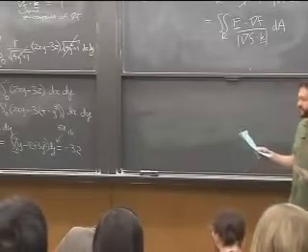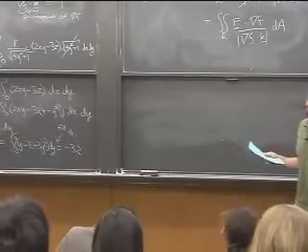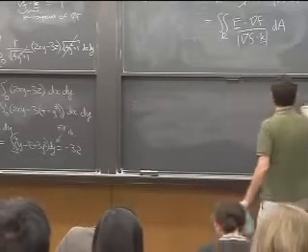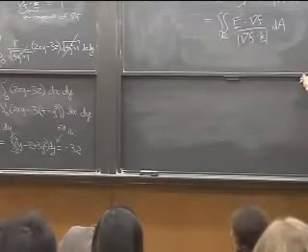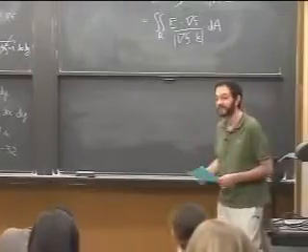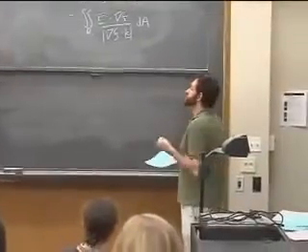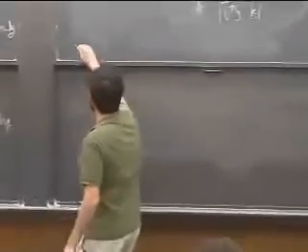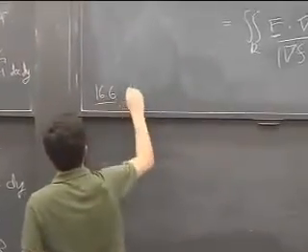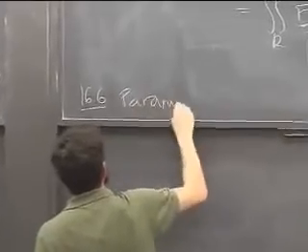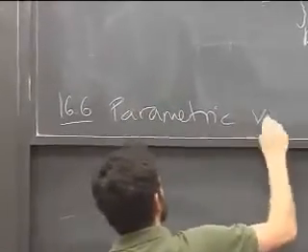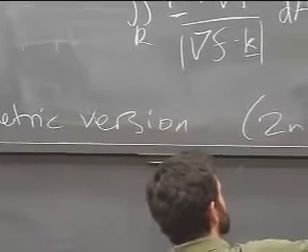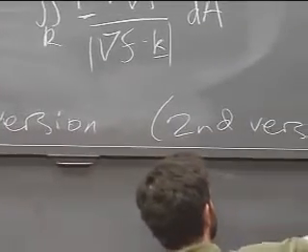Okay, let's move on to another quick method, and this shouldn't take too long, and then I'm going to move on to the two big theorems, Stokes and the divergence theorem, and that will pretty much complete the course. Okay, so another way of describing a surface is parametrically. So this is 16.6, the parametric version, and this is the second version of how to deal with a surface.